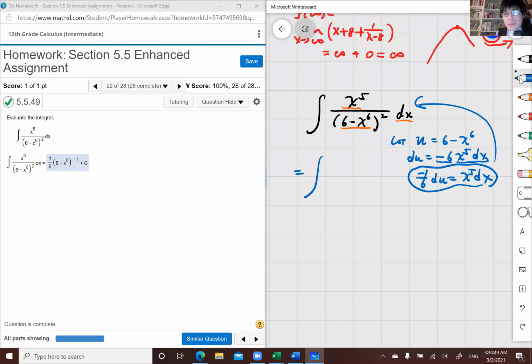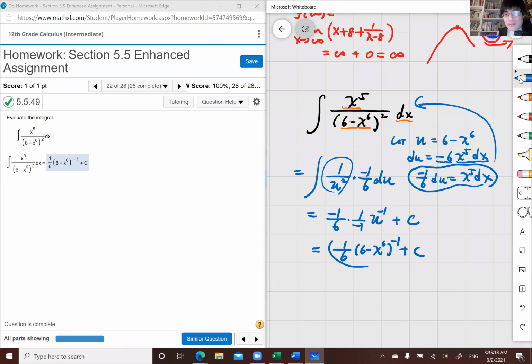So it's going to be 1 over u squared times negative 1/6 du. So you can put negative 1/6 here. Integral of this one, using the power rule, is going to be u to the power of -1 divided by -1 plus c. So it's going to be 1 over 6 times u to the power of negative 1. Okay.